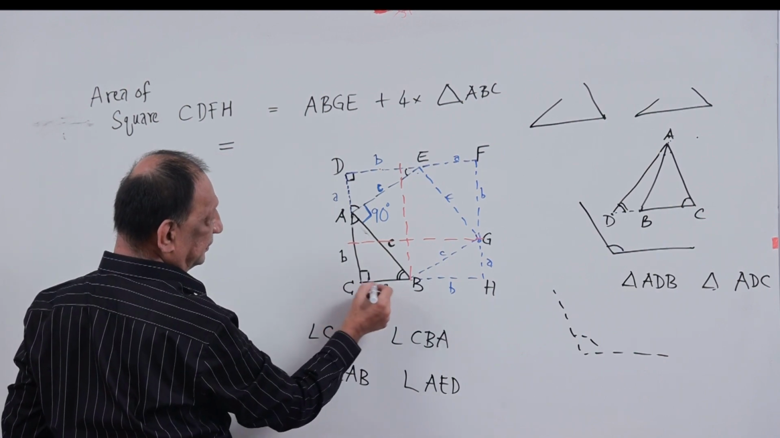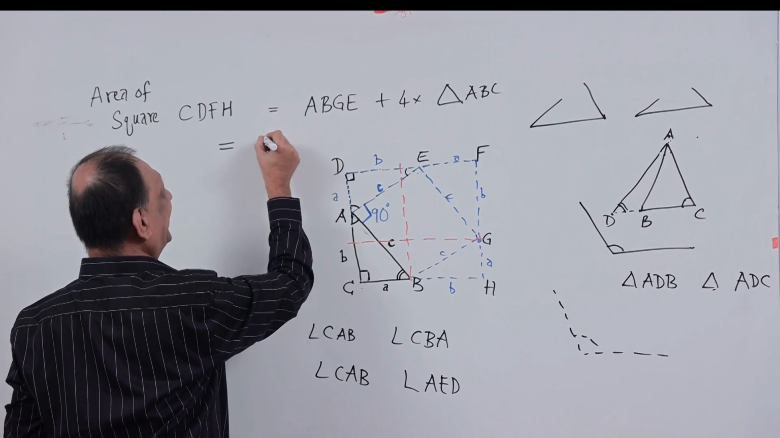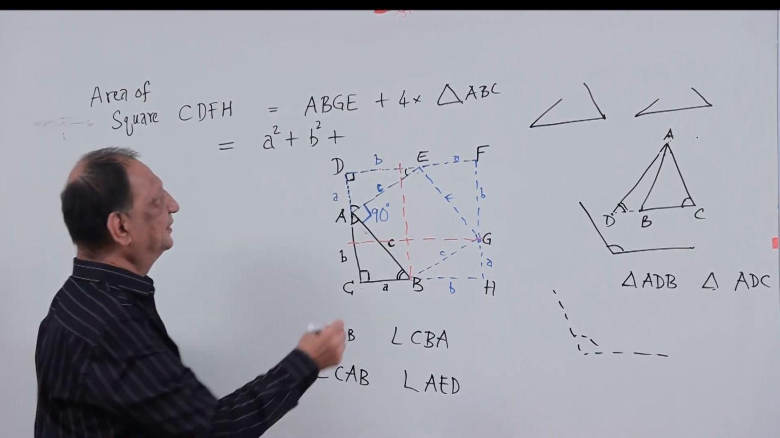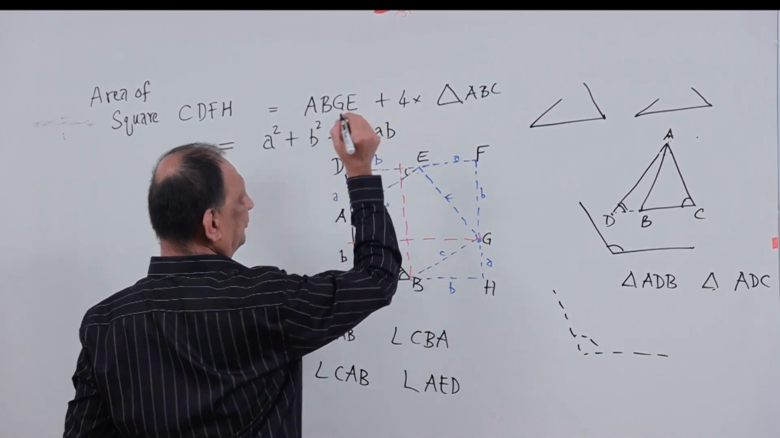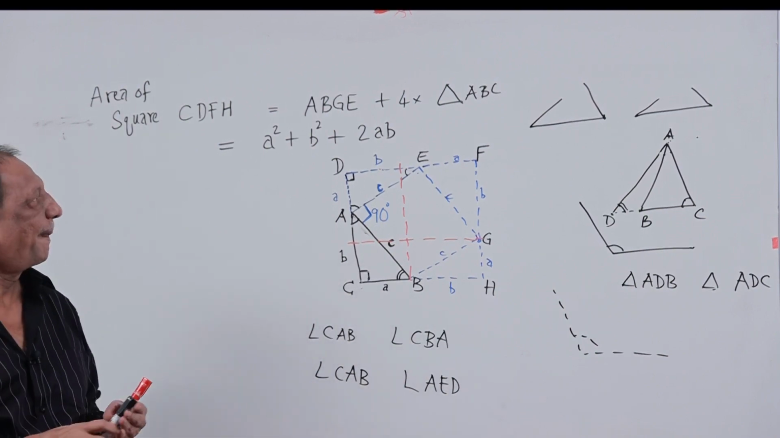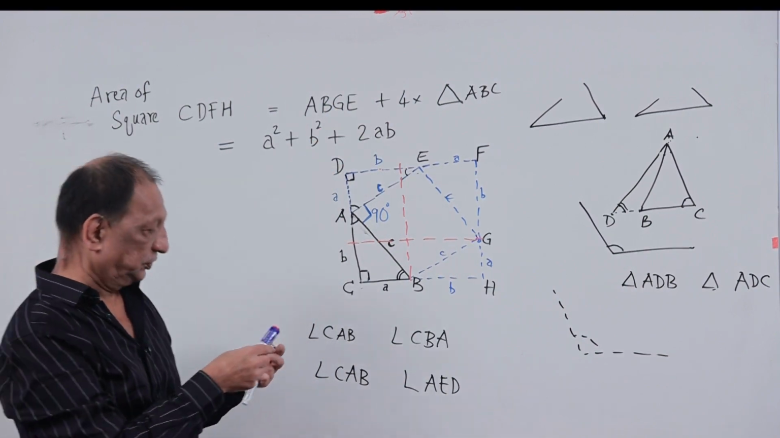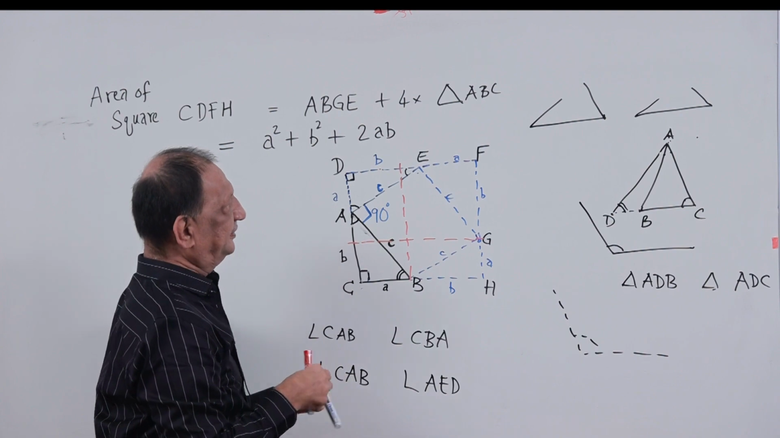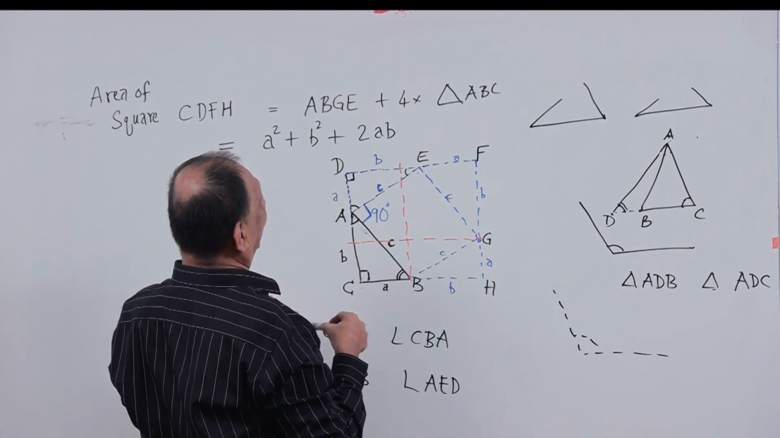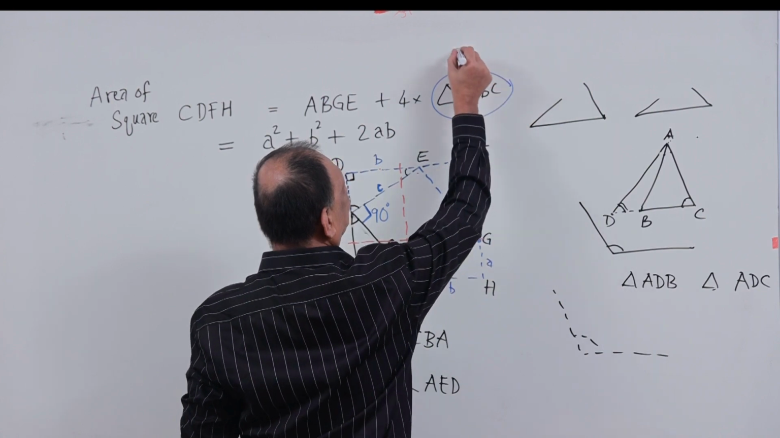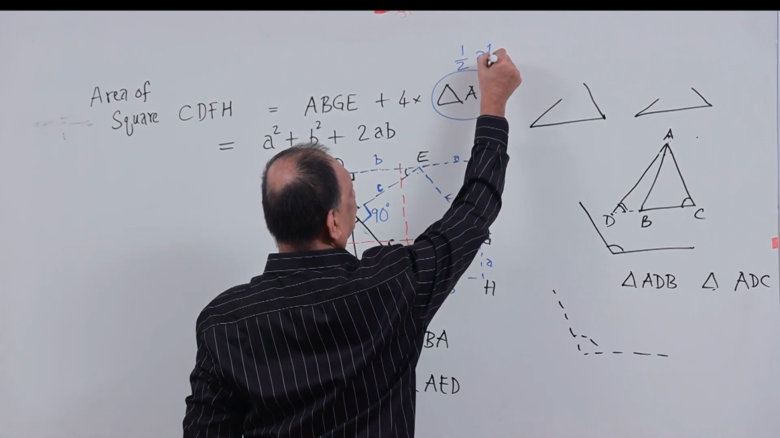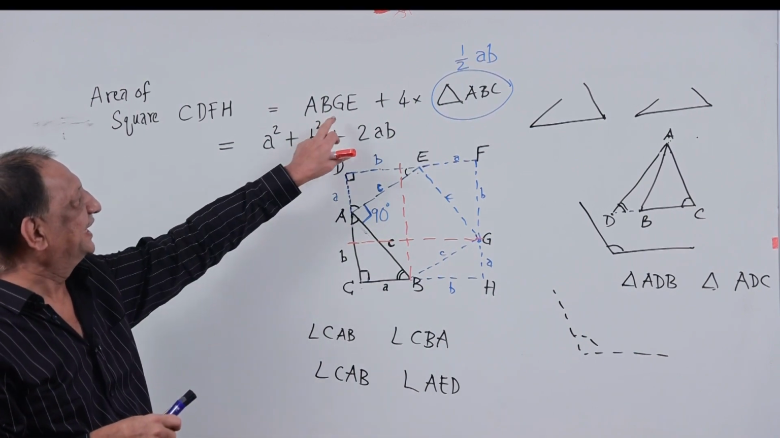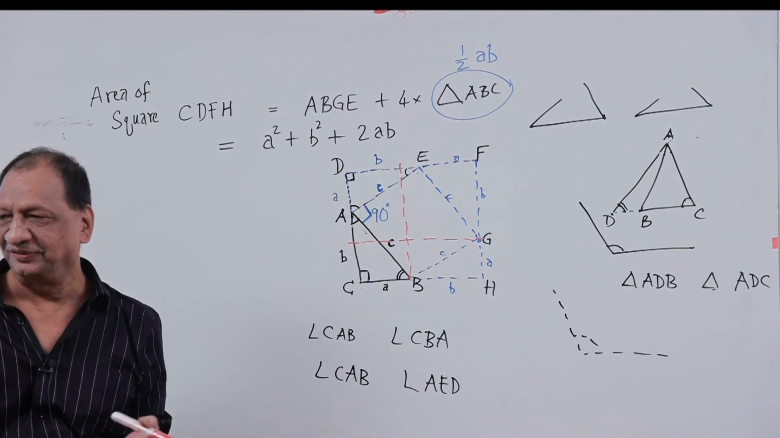area of, I will write simply as A squared plus B squared plus 2 times the rectangle, which is 2 times AB. Both are the same. Now the triangle ABC area, half base into height because it is a right angle, is half AB. Half AB multiplied by 4 is 2AB. So therefore, what is the area of ABGE? It is A square plus B square. Pythagoras Theorem.